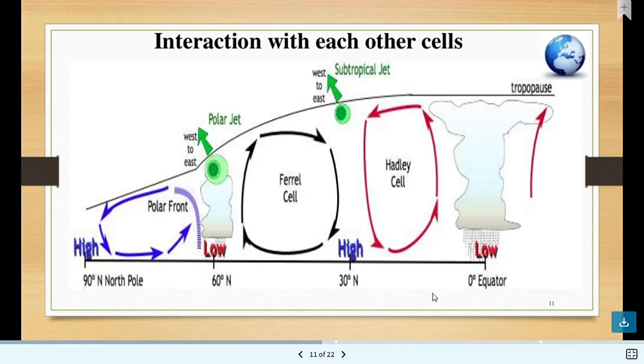Interaction with each other cell. This is the example: Hadley cell, Ferrel cell, and polar front.